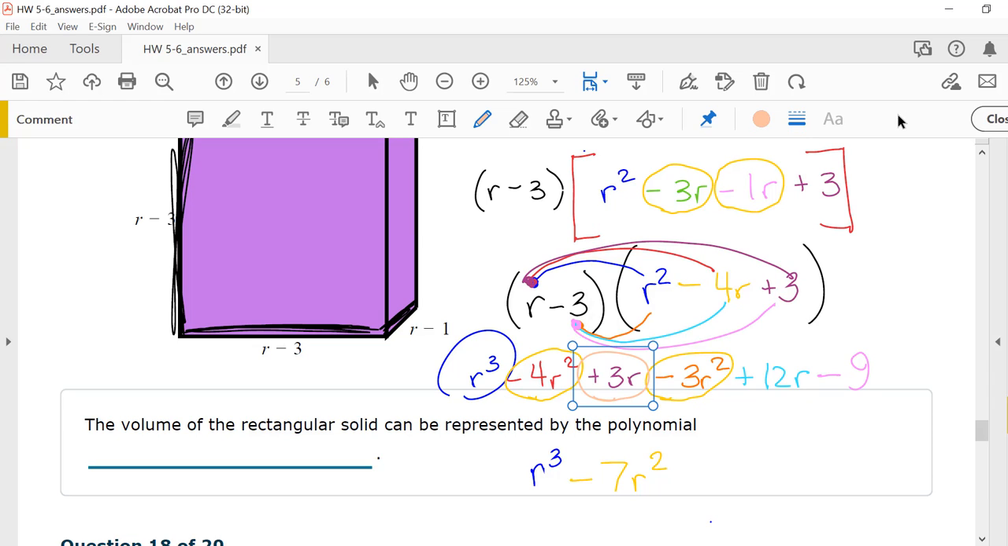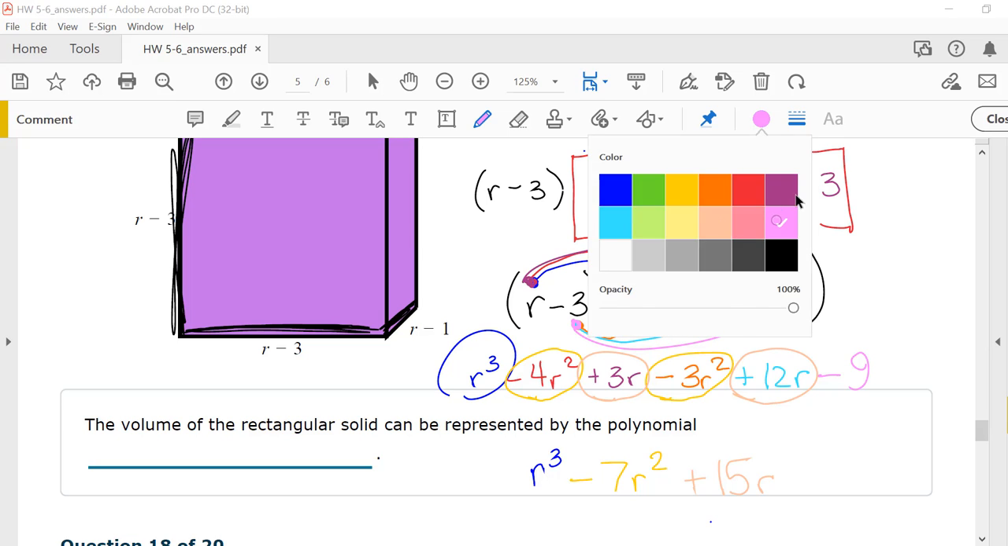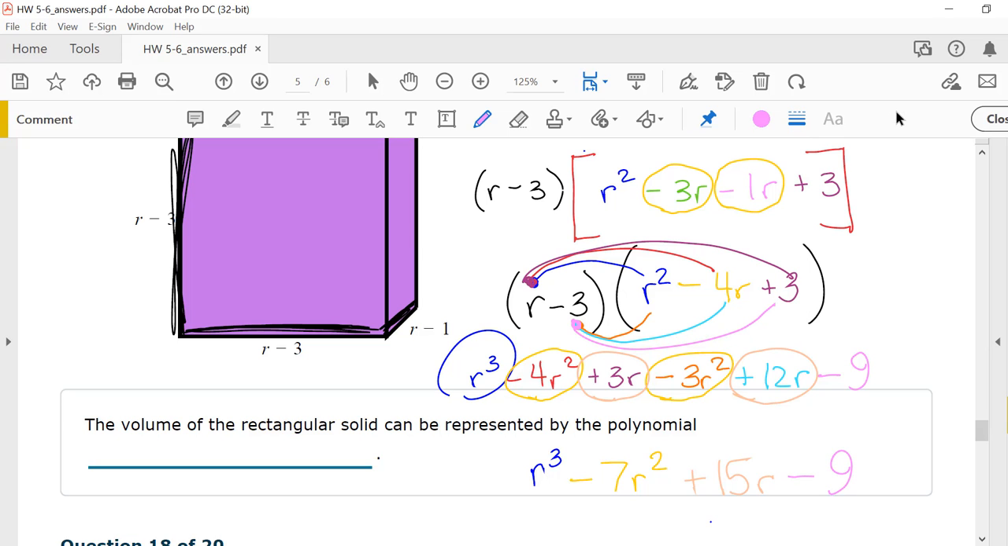3r plus 12r, 3 plus 12 is 15r. And then you still have the minus 9. That is a polynomial that represents the volume of that rectangular solid.